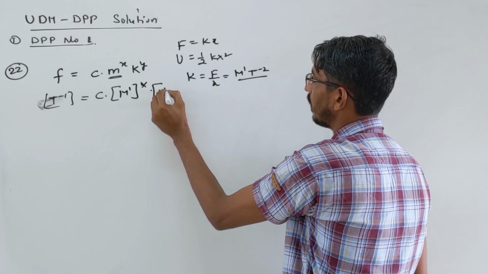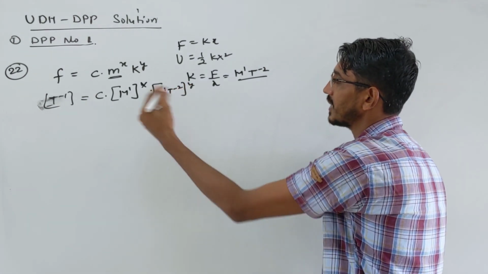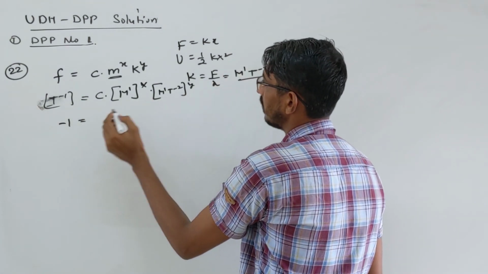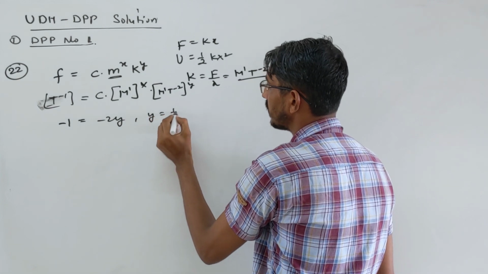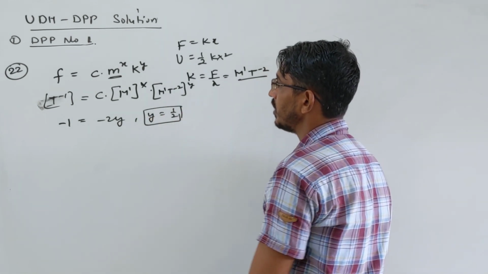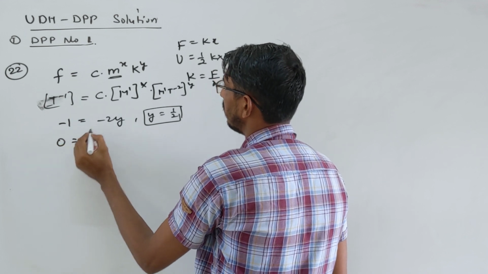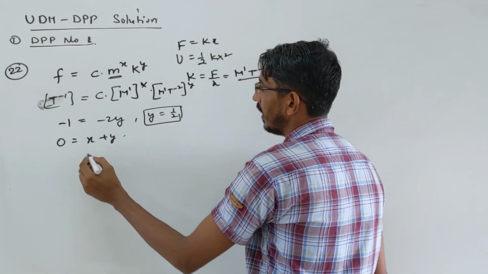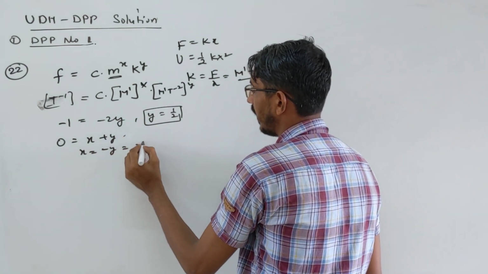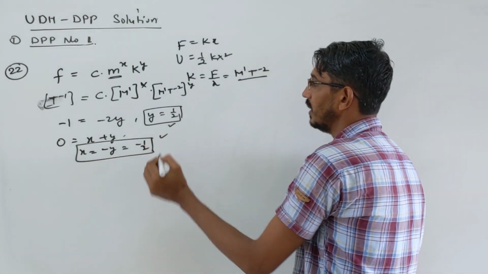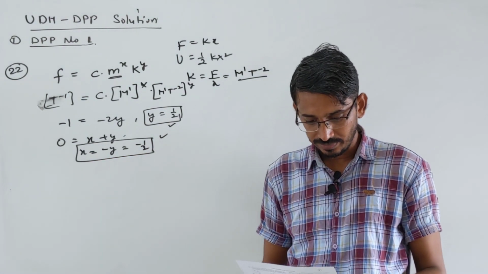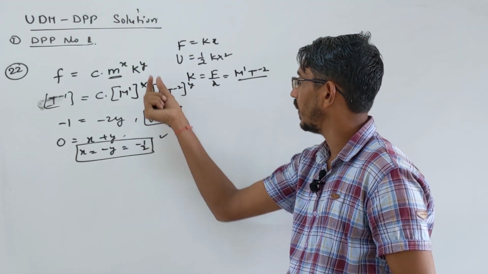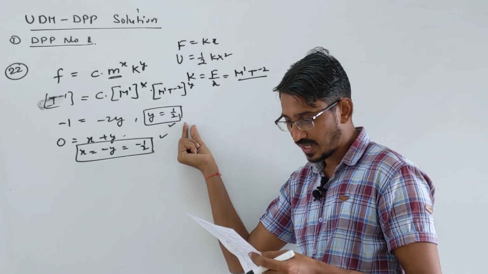That we put here: m power 1 t power minus 2 power y. Let's compare both sides. Compare the time dimension. Time is minus 1 here, and here it is minus 2y. So from here y becomes half. Done. Then compare the dimension of mass. There is no mass here, so 0. Mass here is x plus y, so x plus y is equal to 0. It means x is equal to minus y, or minus 1 by 2. These are the two powers we found. So what is our correct answer? x is minus 1 by 2, y is plus 1 by 2.